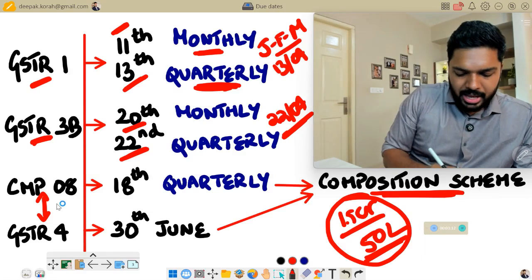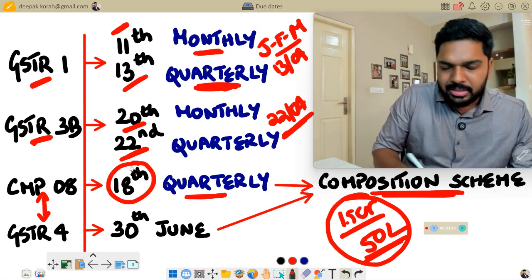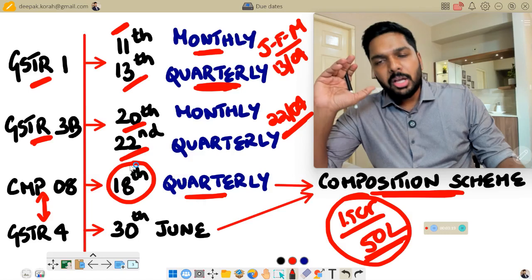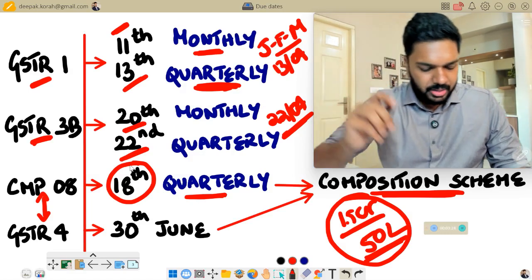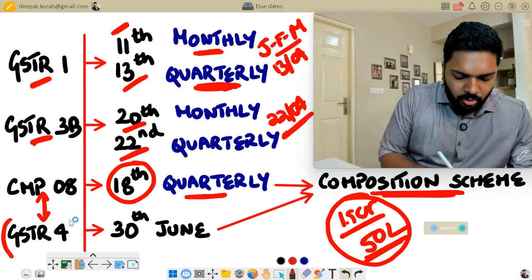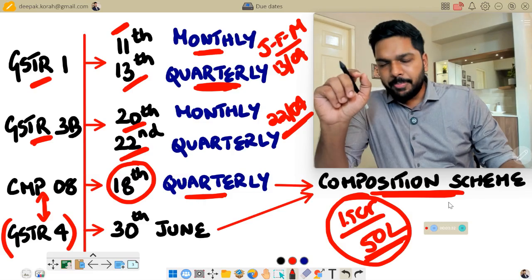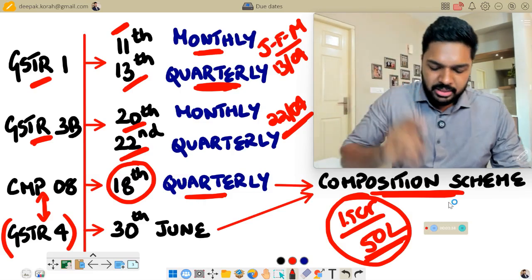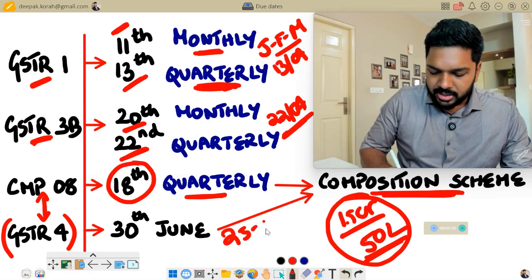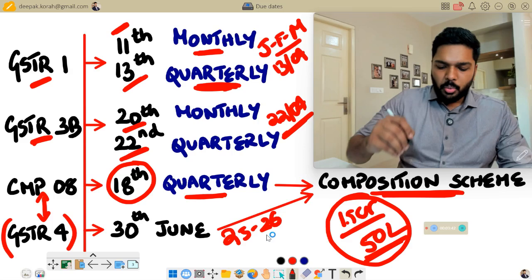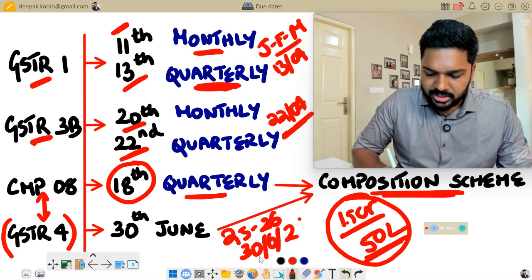As far as CMP-08 is concerned, it is to be filed every quarter. That is basically by the 18th of the month succeeding the relevant quarter, you have to file your CMP-08 and pay off the GST under the composition scheme. GSTR-4 is called the annual return as far as the composition scheme is concerned. This is to be filed by 30th of June of the relevant financial year. So if you're talking about financial year 25-26, then you've got to file a GSTR-4, which is the annual return for composition taxpayers, by 30th of June 2026.